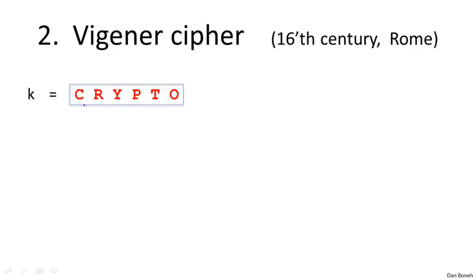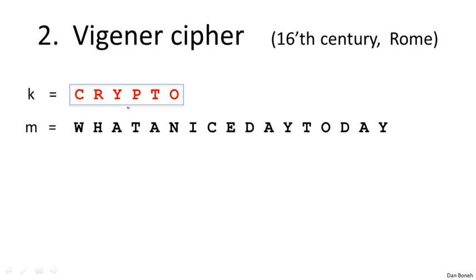So in a Vigenère cipher, the key is a word. In this case, the word is crypto. It's got 6 letters in it. And then to encrypt the message, what you do is you write the message under the key. So in this case, the message is, "What a nice day today."